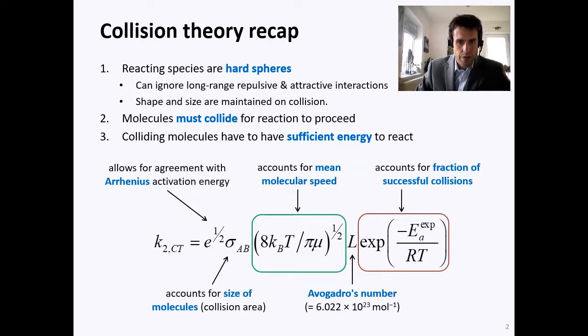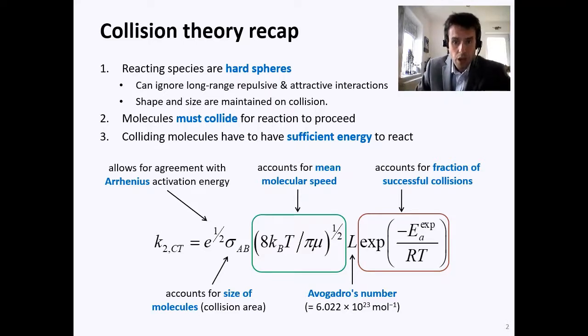This here is the part that takes into account the size of the molecules. So this is the collision area. This is the idea of a molecule moving through a forest of other molecules, and this is given by the radius of the two species added together, squared and multiplied by pi to give us the area.